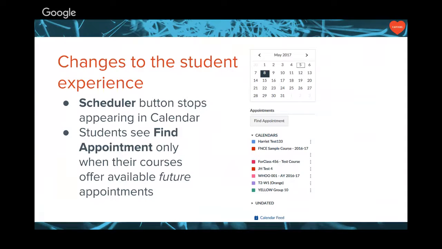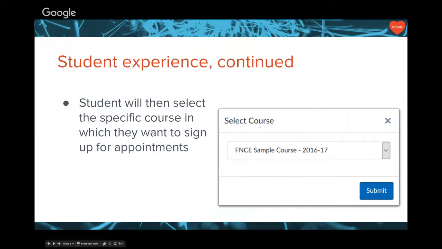Find Appointment only appears when their courses offer available appointments that take place in the future. And after pressing that Find Appointment button, more features are turned on for students, where they can choose a course, and it'll be only those courses that have appointments that are scheduled in the future. So they choose one course with appointments available and press Submit.